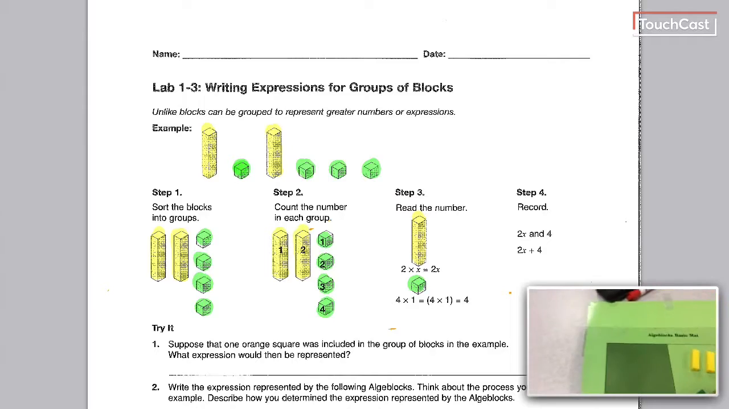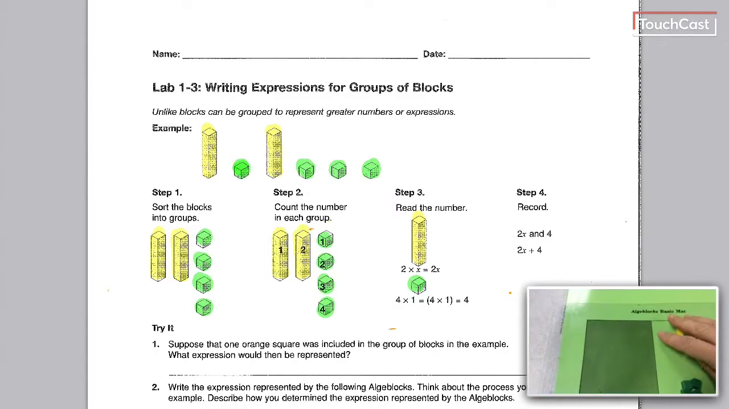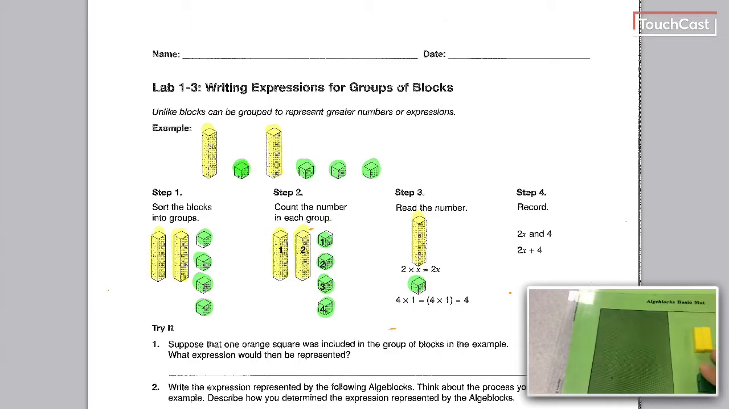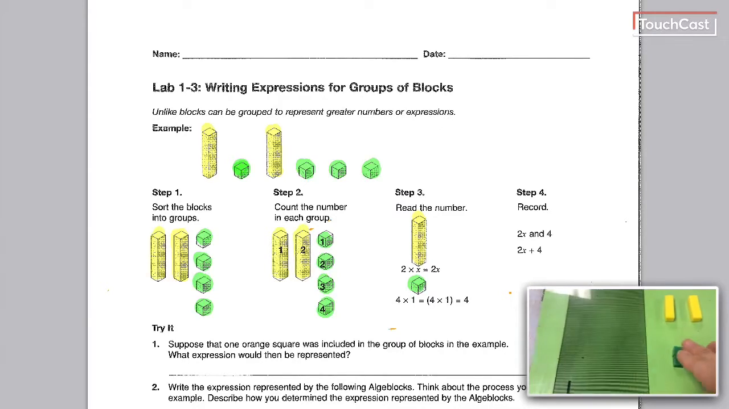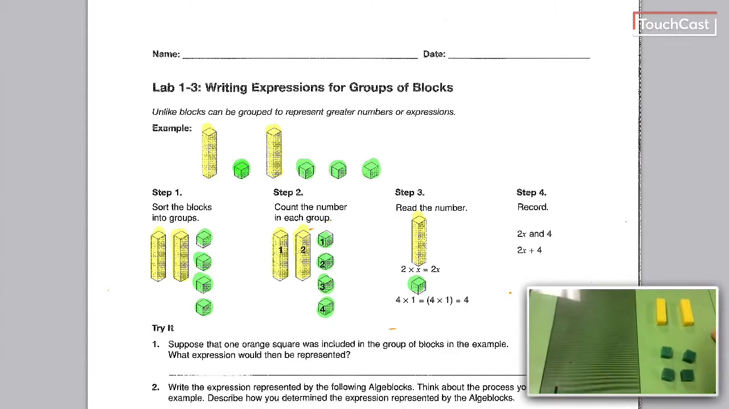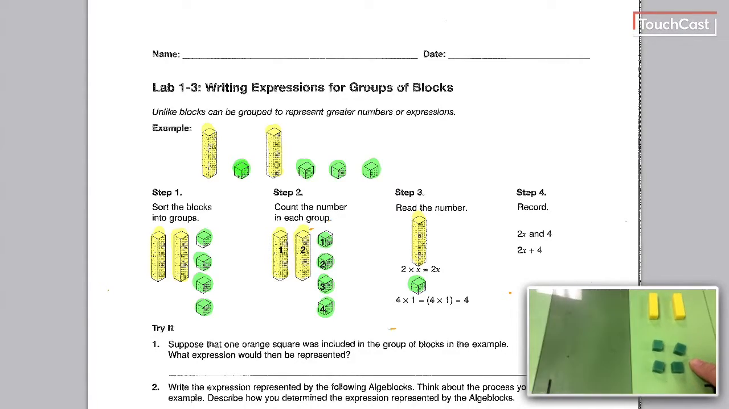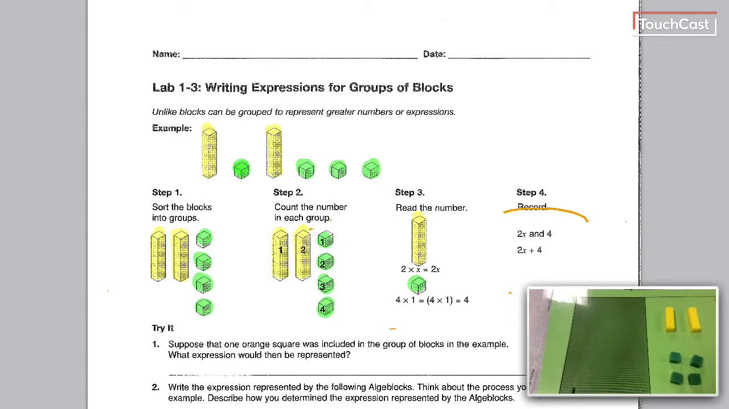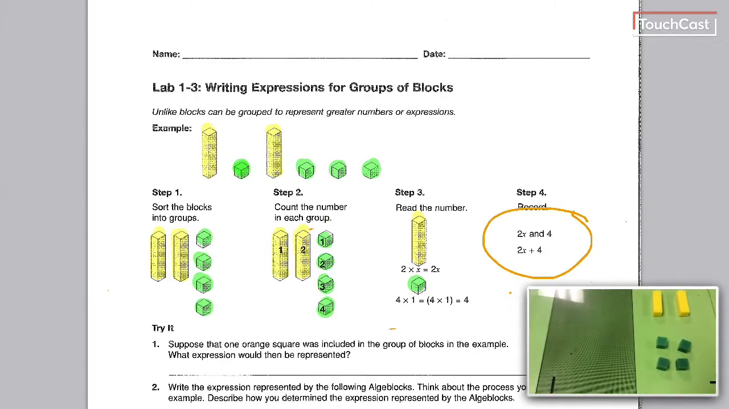Well, I already have mine sorted into groups, right? I've got my green cubes and my yellow rectangles, which are x. Count the number in each group. You can see that I have 1, 2 yellow rectangles and 1, 2, 3, 4 green cubes. Read the number. 2 times x, because there are 2x. And 4 times 1, because the green cube represents 1. And then write it down. You can see that we've written it down right here. 2x plus 4. That's what that expression is.